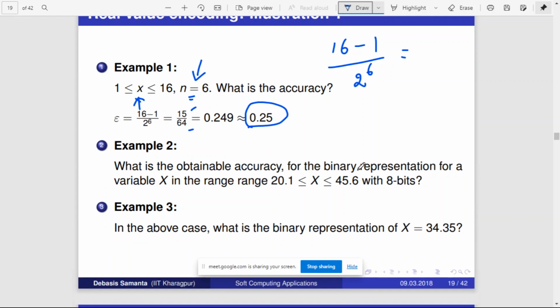Here is another question. What is the obtainable accuracy for the binary representation of x in the range of 20.1 to 45.6 with 8 bits? What is xu here? 45.6. What is xl? Divided by what? 2 to the power 8. What is the value? Could someone solve this? What's the output of this?